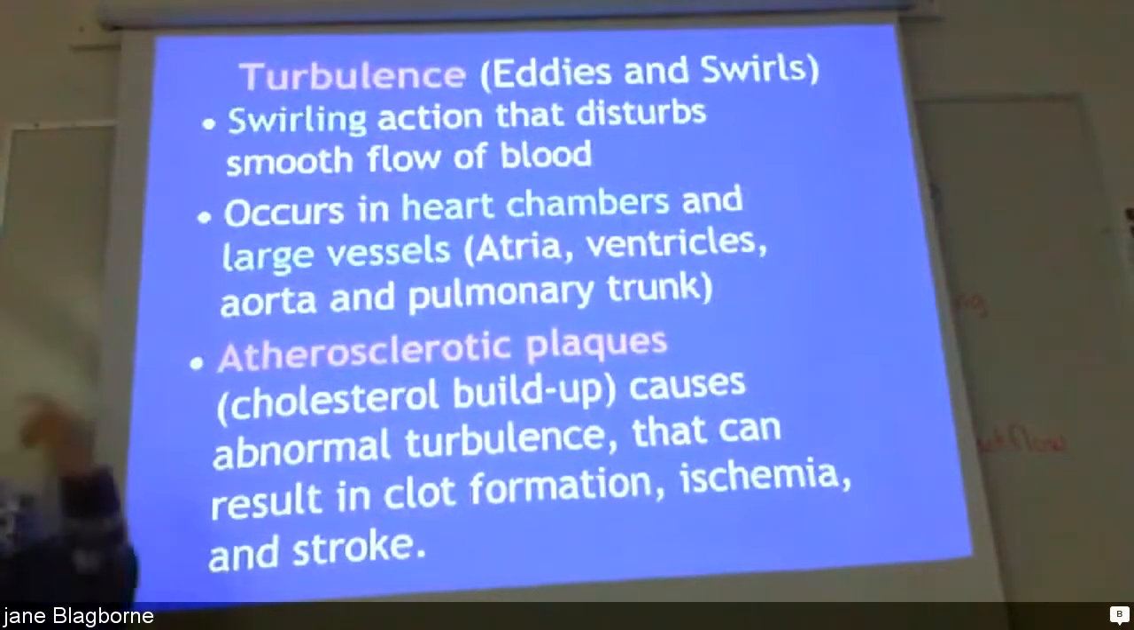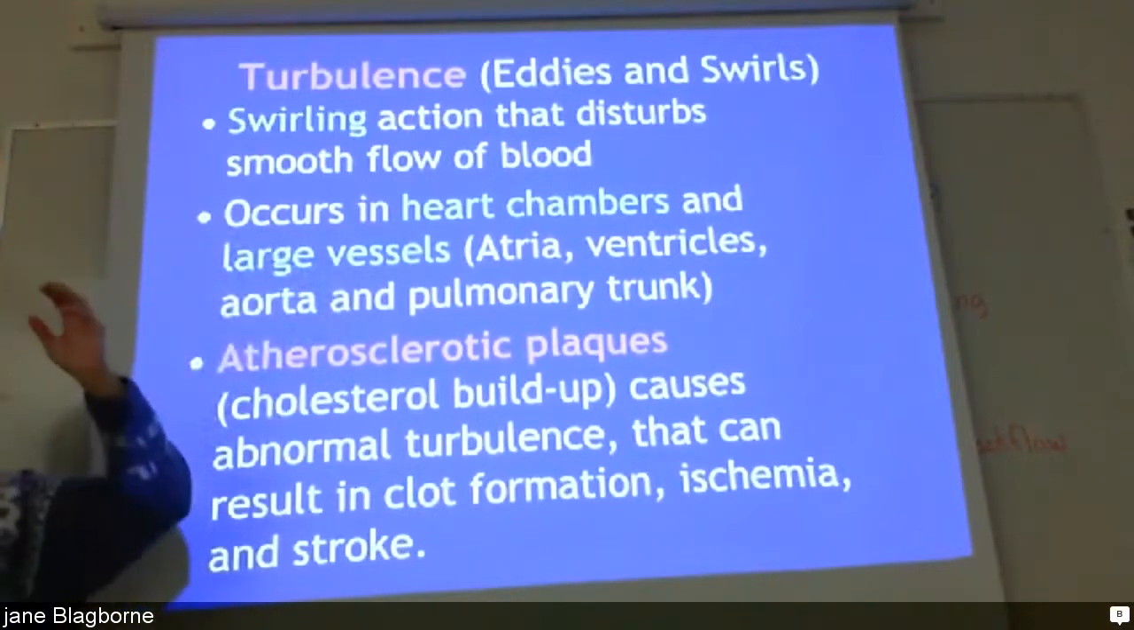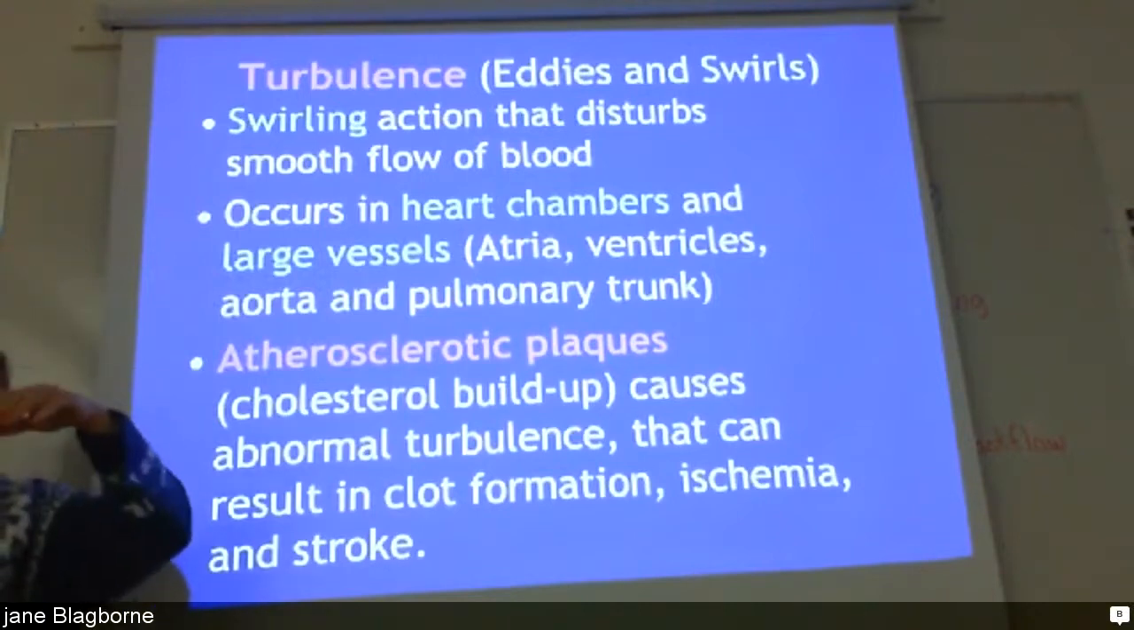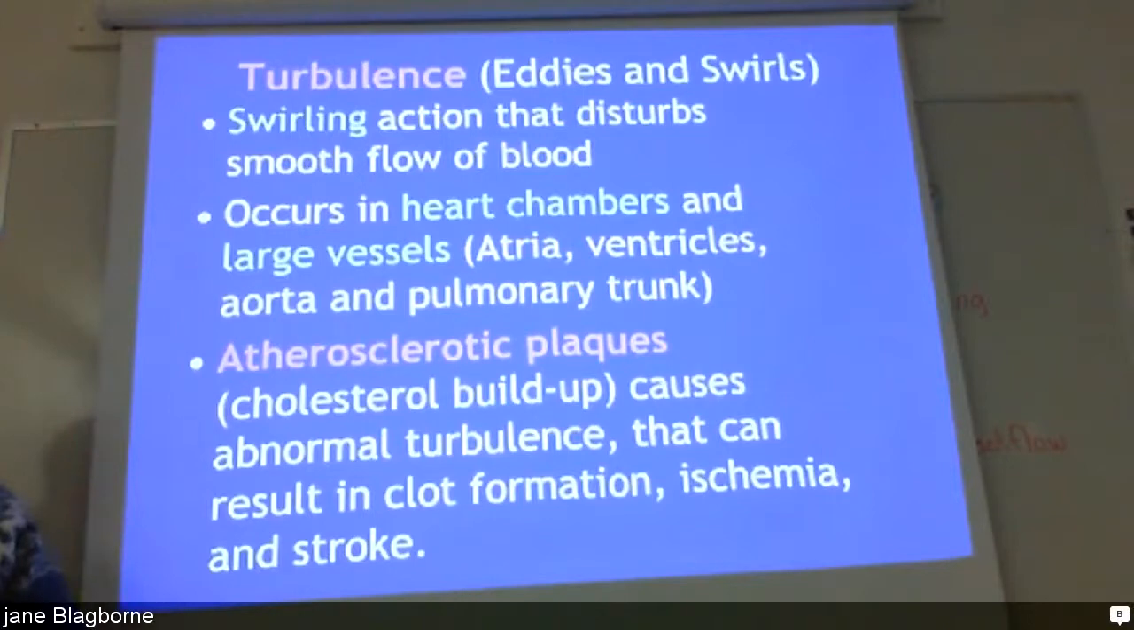Turbulence is just movement, eddies and swirls. They occur in the heart chambers, so once the blood is coming in, it kind of swirls around, and then as it's pushed into the ventricles, there's more movement. It occurs in the large vessels: the atria, ventricles, aorta, and the pulmonary trunk.